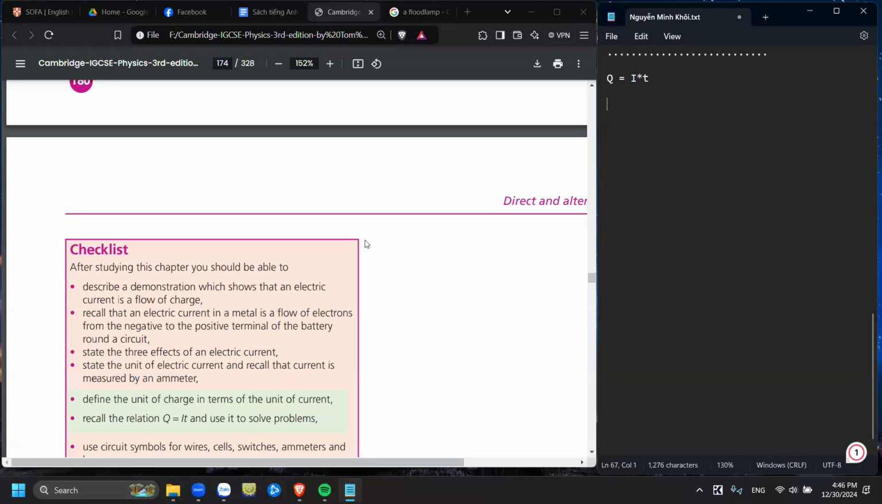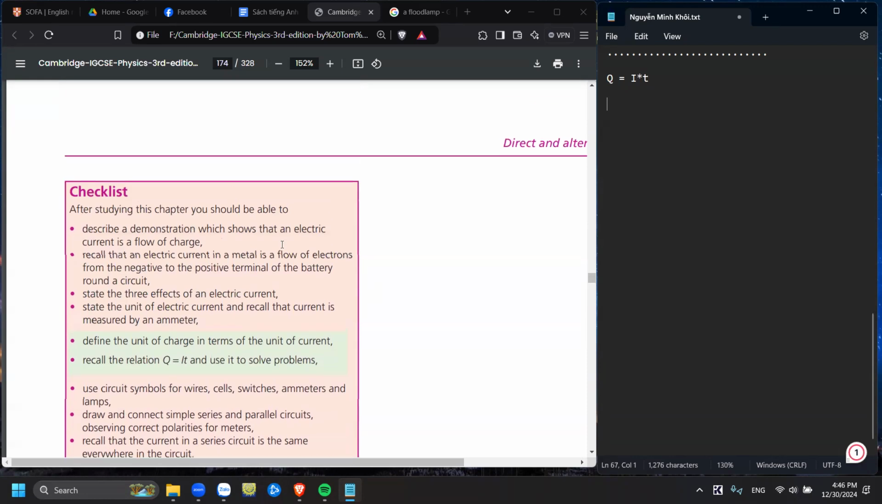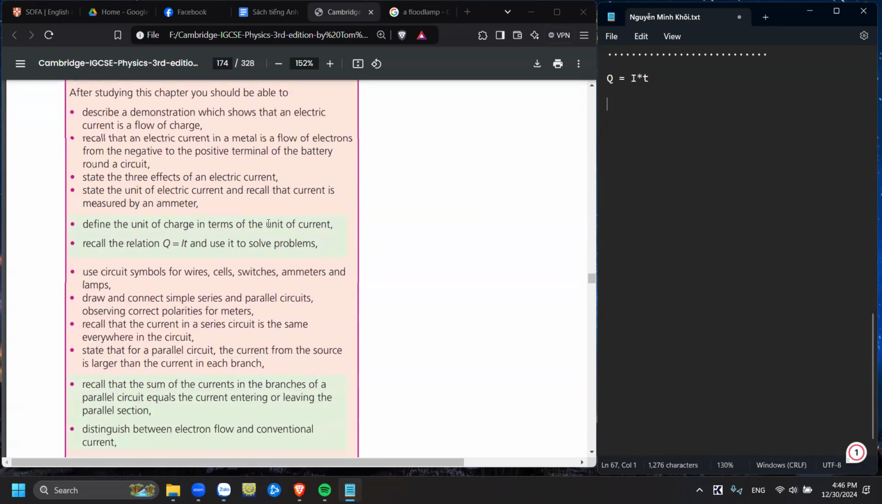Okay, now let's move on to the checklist. Can you read the checklist, please? After studying this chapter, you should be able to do what now here? Just read this, like what you should be able to do after studying this chapter.